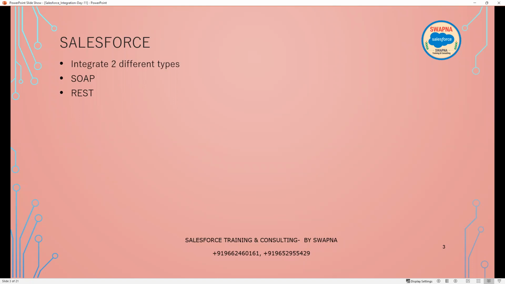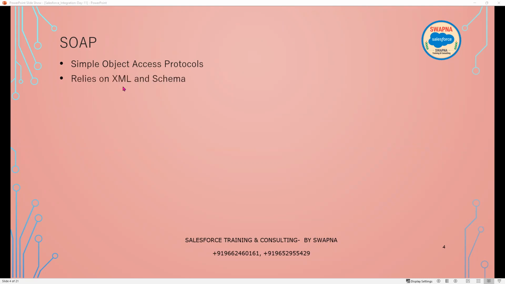So every developer, for any integration we implement, there are two types of it: SOAP and REST. Now let's see SOAP. SOAP is the Simple Object Access Protocol. That means this is an access protocol for simple objects. Whatever we implement with the Simple Object Access Protocol completely relies on XML and schema. SOAP handles only XML.